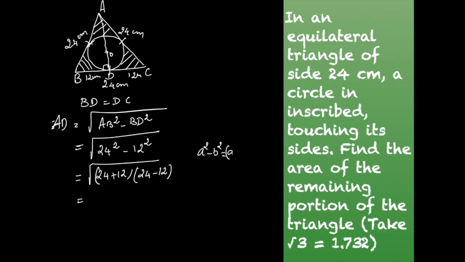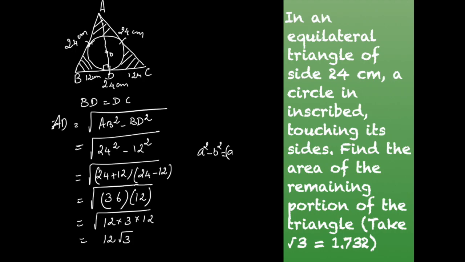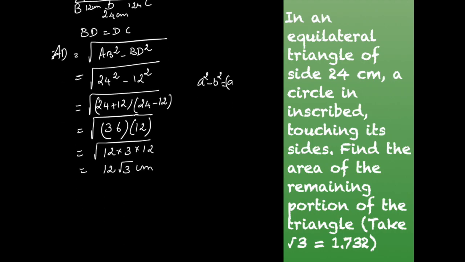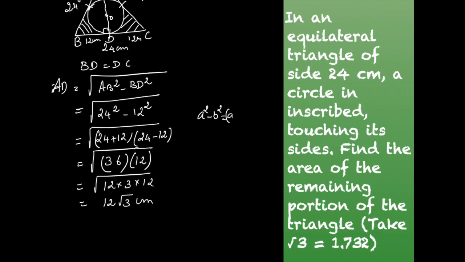Anyway, we have to find out the square root. Here, 36 into 12. Even here, you can make it easy by factorizing this one. Here, we can write 12 into 3 into 12. So by the factorization method, for 12 into 12, you can take 12, then the remaining is root 3. So AD is 12 root 3. I didn't go for the square root method at all. By factorization and using the identity itself, we found out the altitude AD.